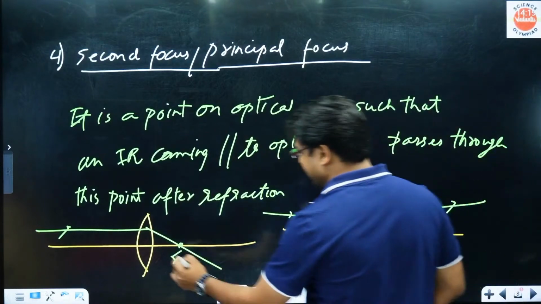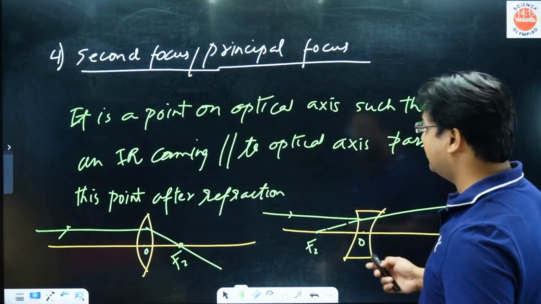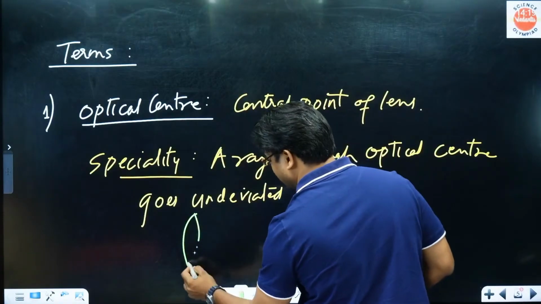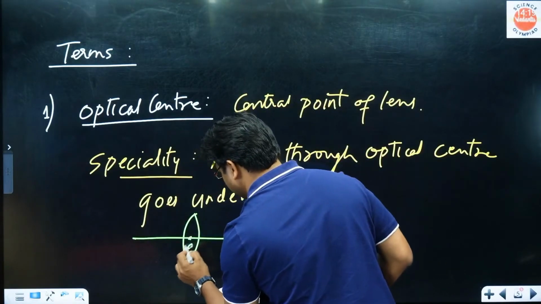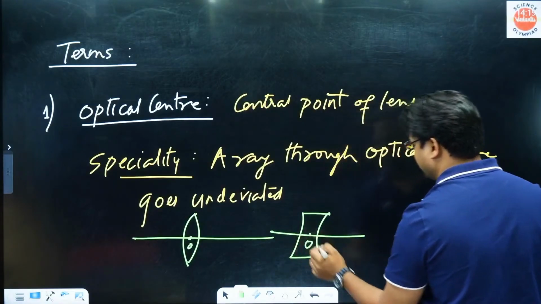Okay, the optical center is somewhere here. I don't know whether I drew it or not. I did not depict the optical center. So if this is a lens, the optical center would be somewhere here. Here also, if this is a lens, then the optical center would be almost the middle point.